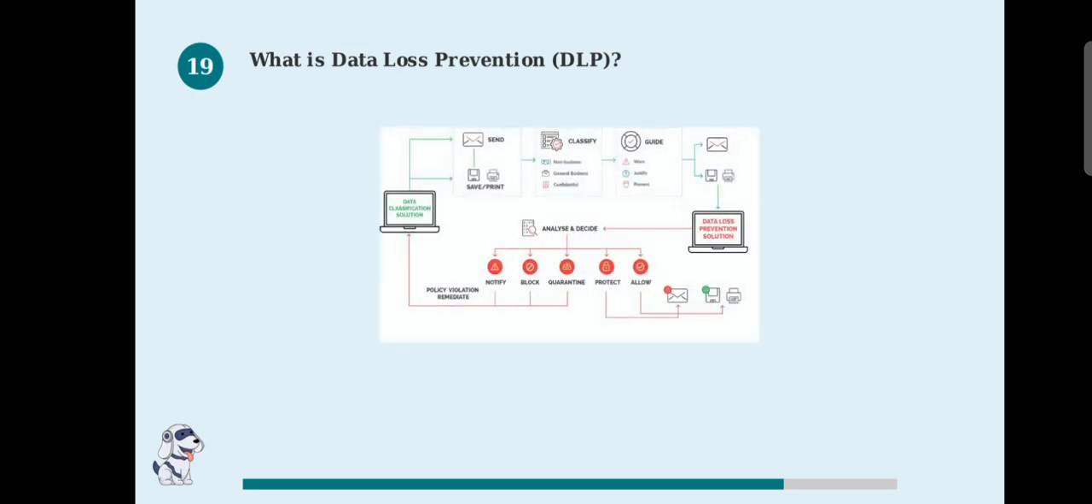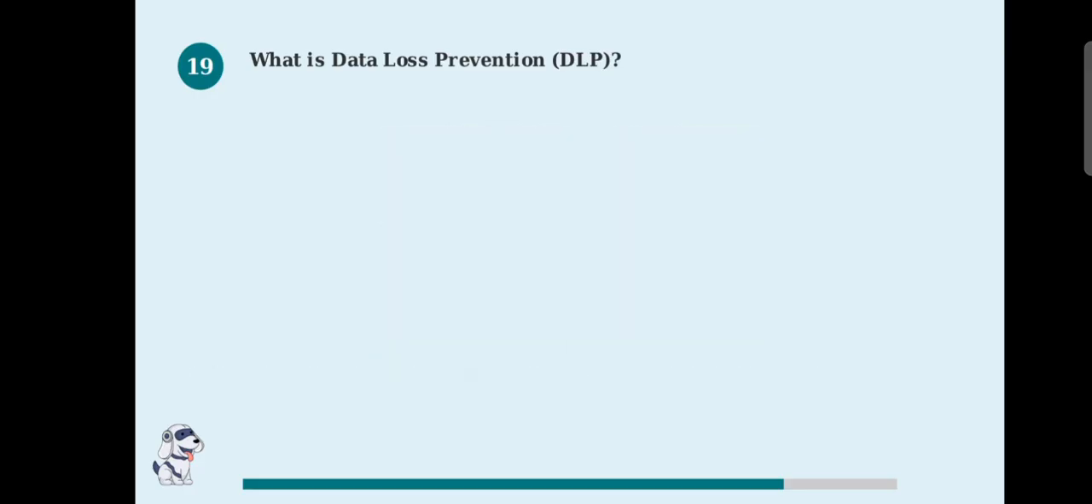The DLP workflow begins when data is sent, saved, or printed. The system classifies this data as non-business, general business, or confidential. Based on this classification, DLP can notify users, block actions, quarantine files, or apply protection measures.